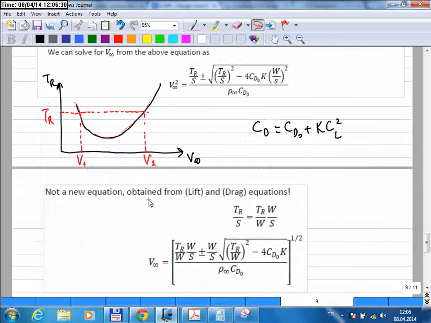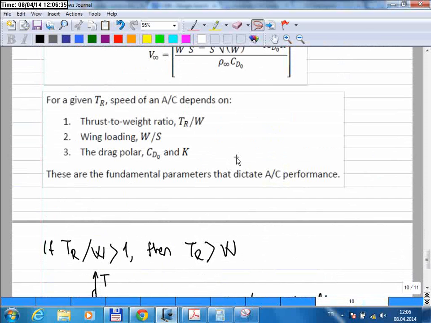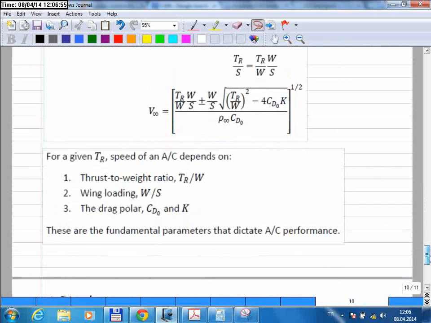Okay, so let's see what else we have. The other thing I would like to talk about is the other parameter, the thrust to weight ratio. This is also important, and you see that the thrust to weight ratio appears in this equation, but it's also important at other points. It affects other performance specifications as well. This is the ratio of thrust force to the weight.